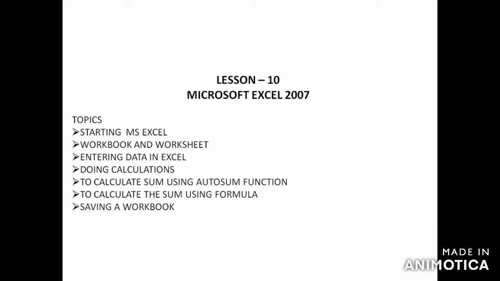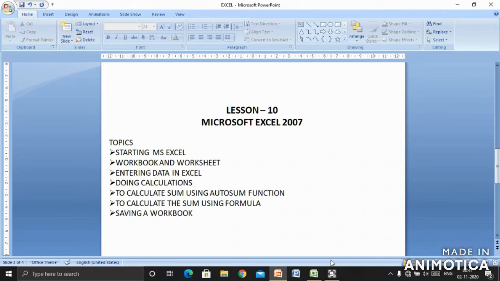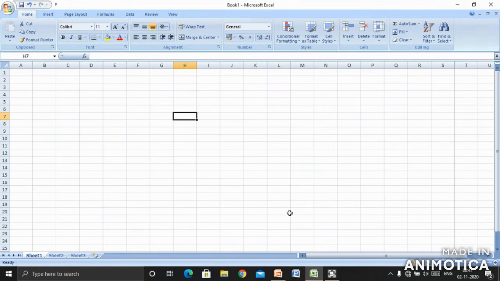So children, let us start the topic. Let us open the Excel file. You can open the Excel file by clicking on Microsoft Office from all programs, then click on Microsoft Excel and it will be opened. You can also open it by clicking on the shortcut icon. Okay, so this is the open window of Microsoft Excel.